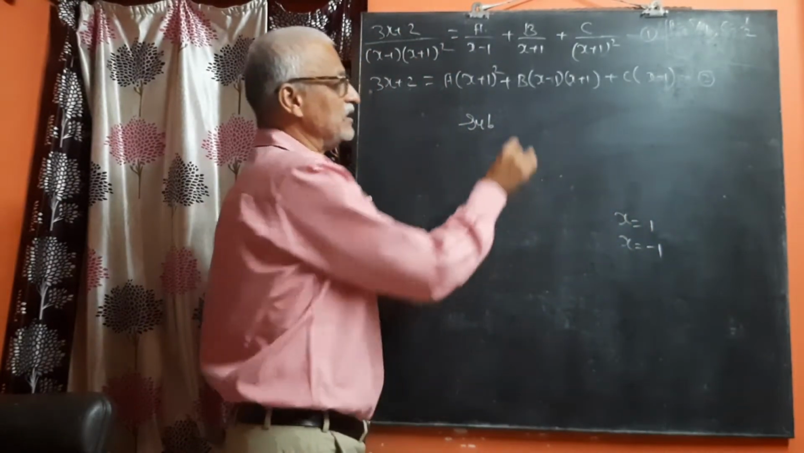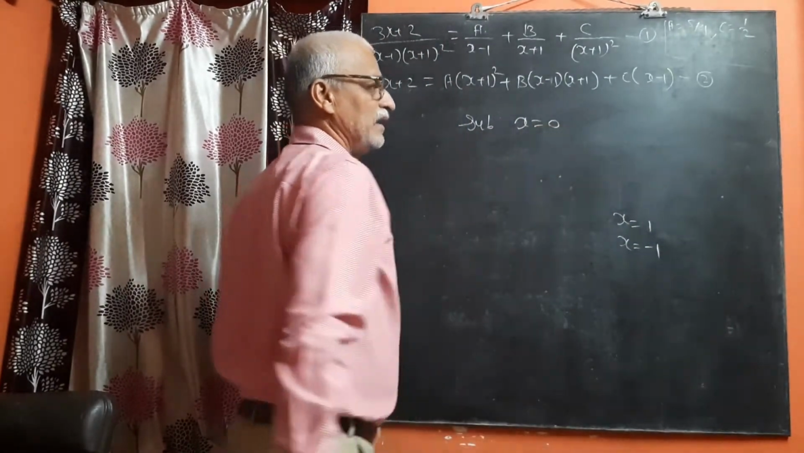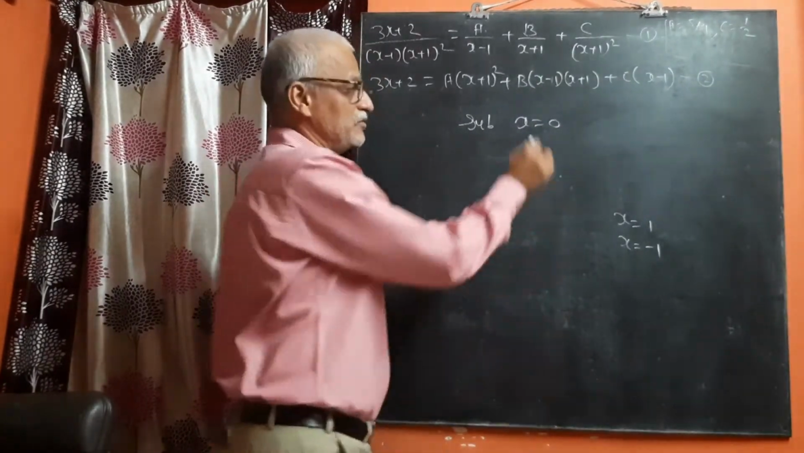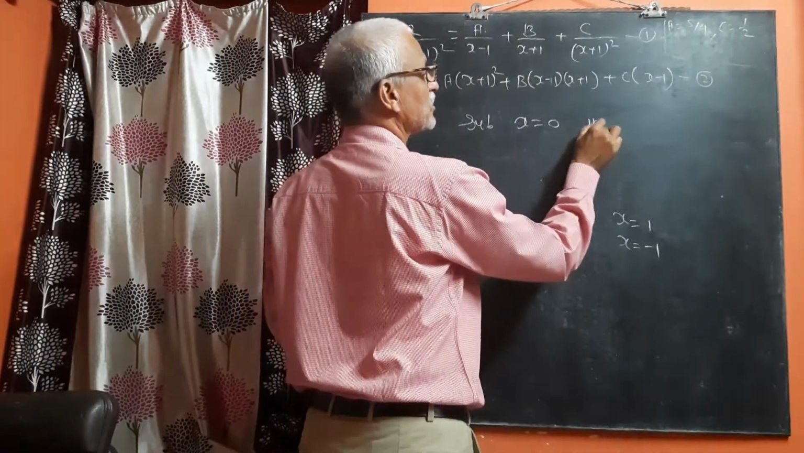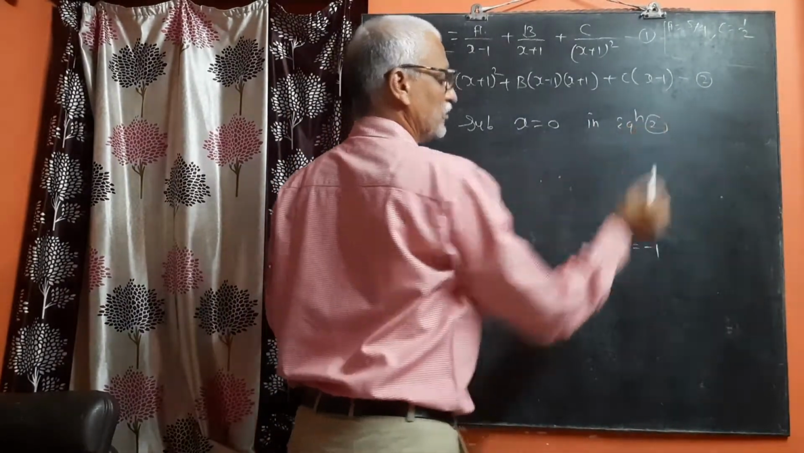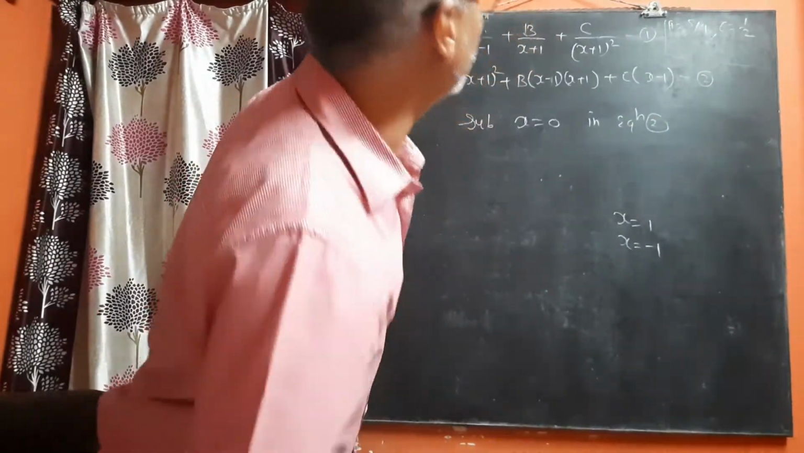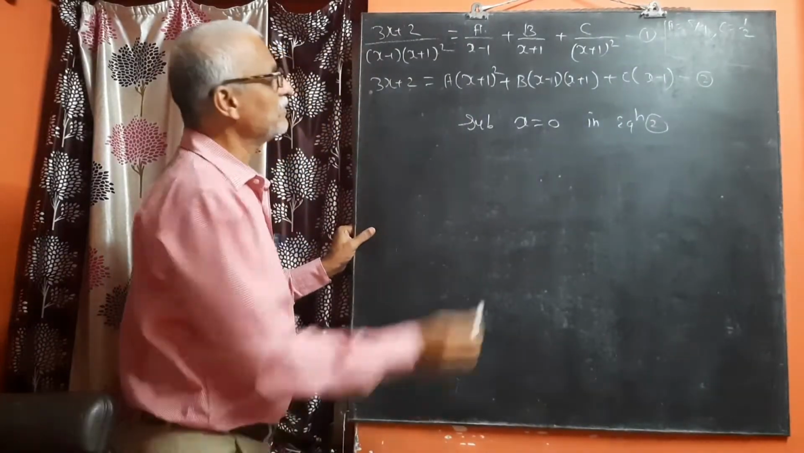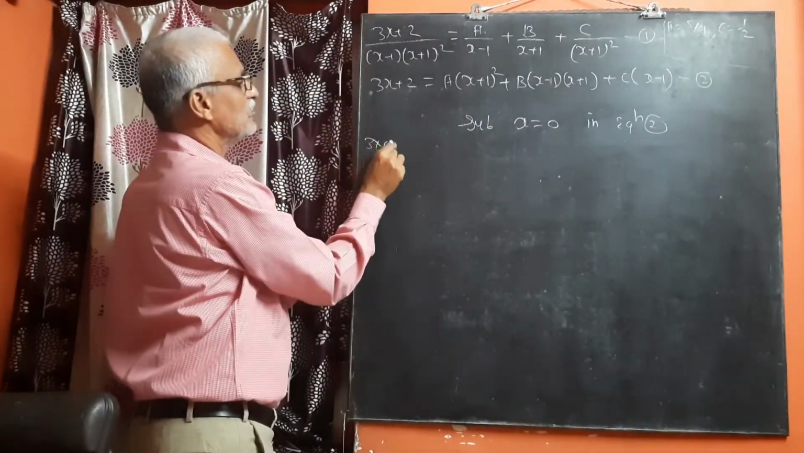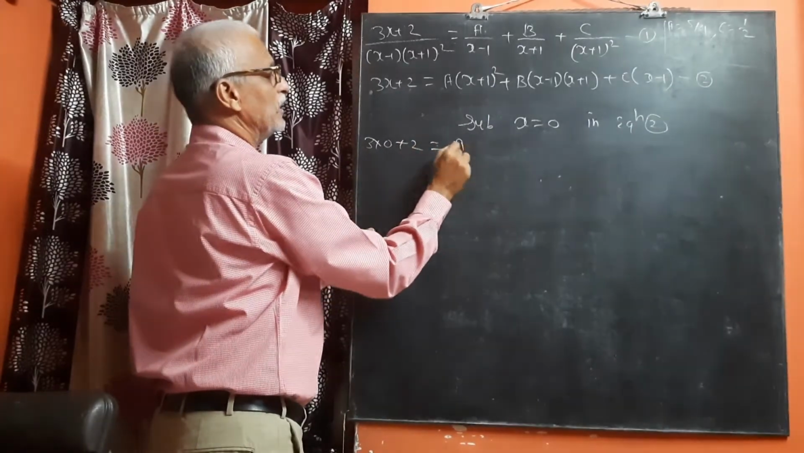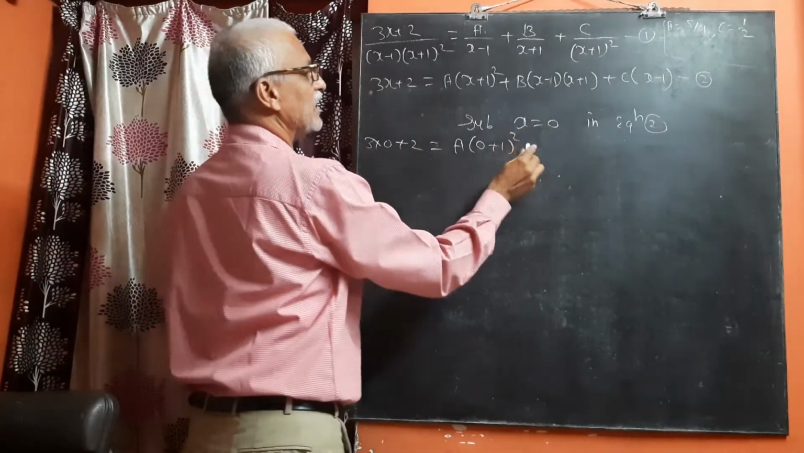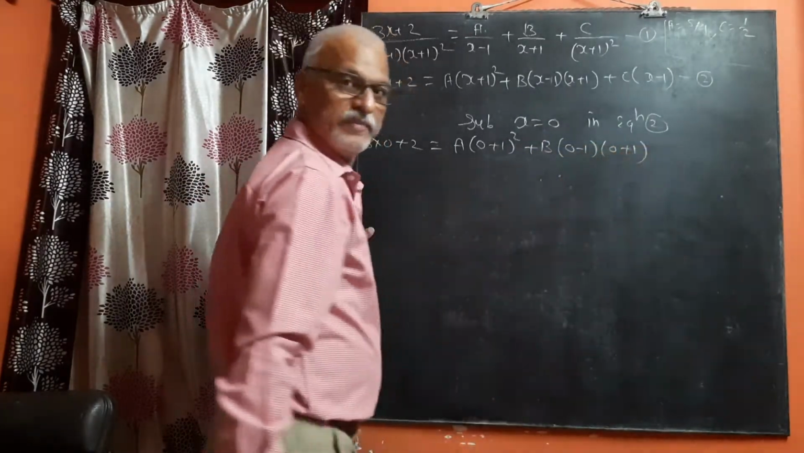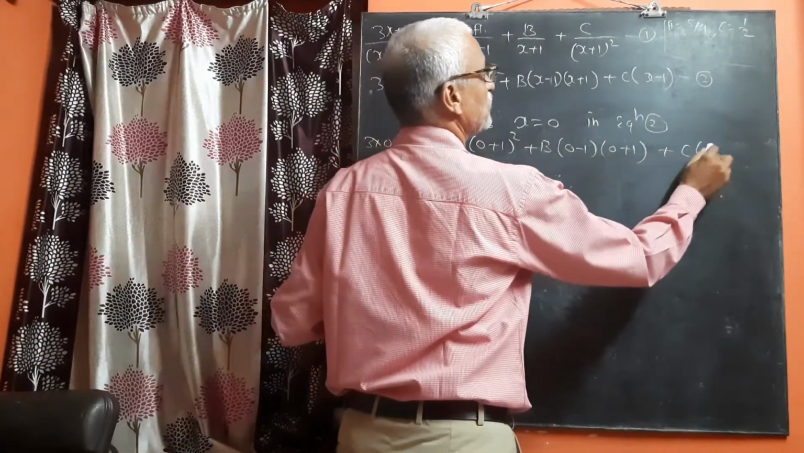The best substitution is x equals 0. Why is the best substitution x equals 0? Because there are fewer calculations here. Substituting x equals 0 in equation number 2, see what we get. 3 into 0 plus 2 equals a into (0 plus 1) squared, plus b into (0 minus 1) into (0 plus 1), plus c into (0 minus 1).